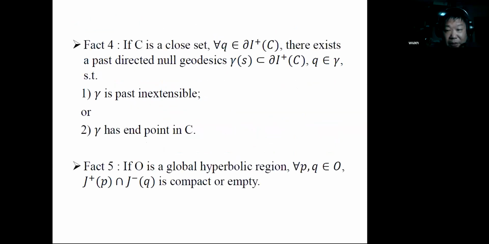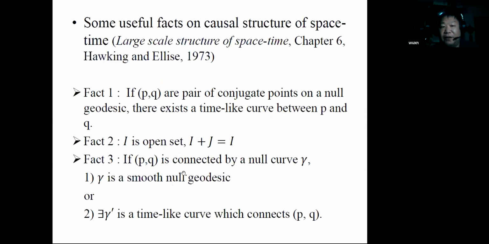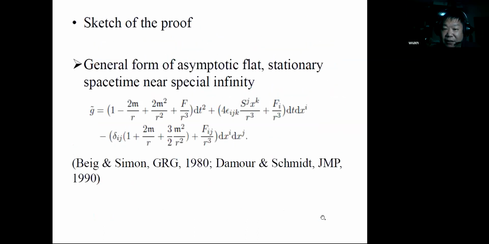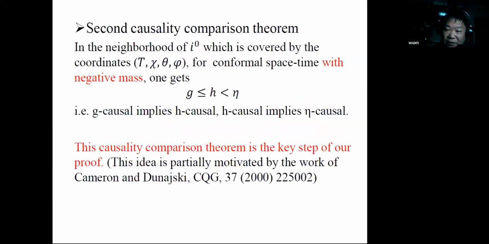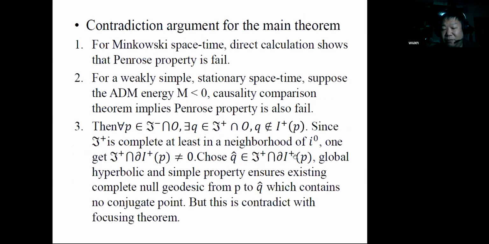So such a curve is not a smooth null geodesic, and then based on the fact 3, if the null geodesic is not a smooth null geodesic, there must be another time-like curve gamma prime from P to Q. And this means that the point Q hat should belong to the I plus of P, but that is a contradiction. So that is impossible, which means that the null geodesic connecting Q hat and P should not belong to the conformal boundary of the spacetime.